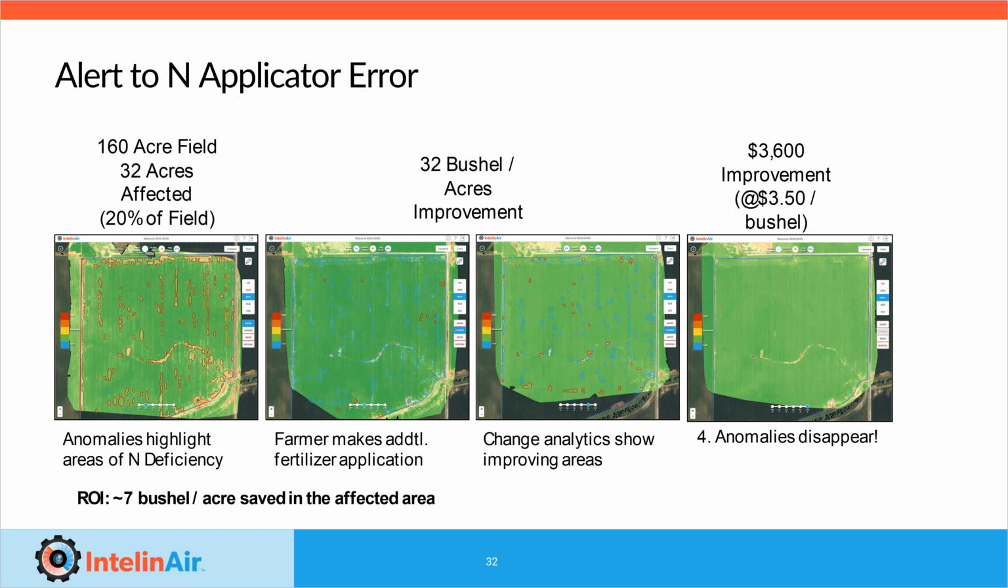Once we get all the way over to the image on the right-hand side, we're able to see that the application worked, and there are no more anomalies in that field due to that nitrogen issue. And that's a huge return on investment for that farmer. That's almost a $4,000 saving on nitrogen application.